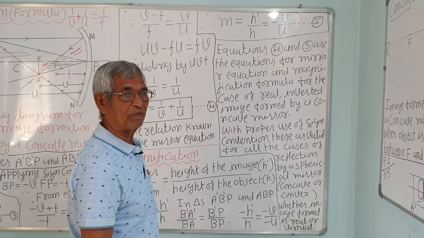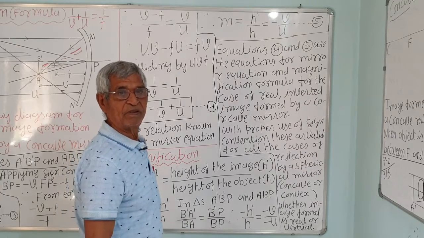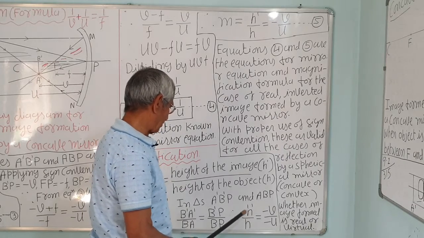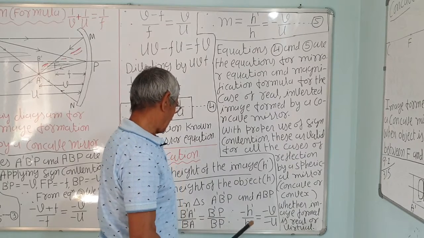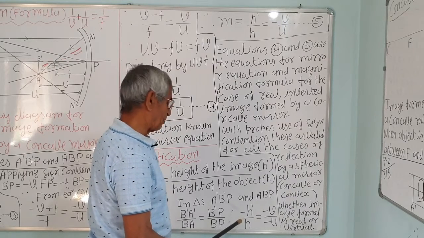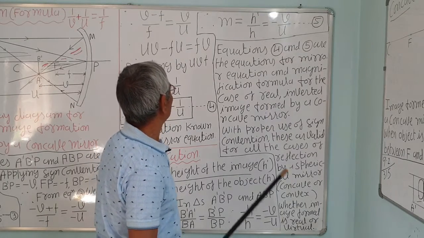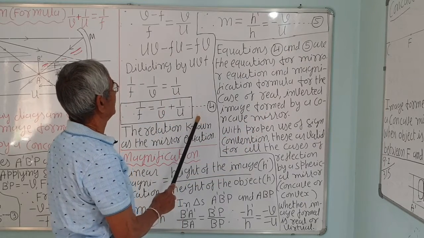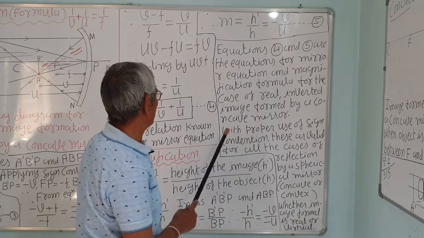Why minus h? Because they are below the principal axis. Distances which are measured above the principal axis are positive. The object is always above the principal axis, so the object height will always be positive. Remember, the image height will be positive or negative depending upon its position or nature. Suppose the image is inverted, then in the case of the mirror, not lens, it is minus h. These equations, 4 and 5, are the equations for the focal length and the magnification.